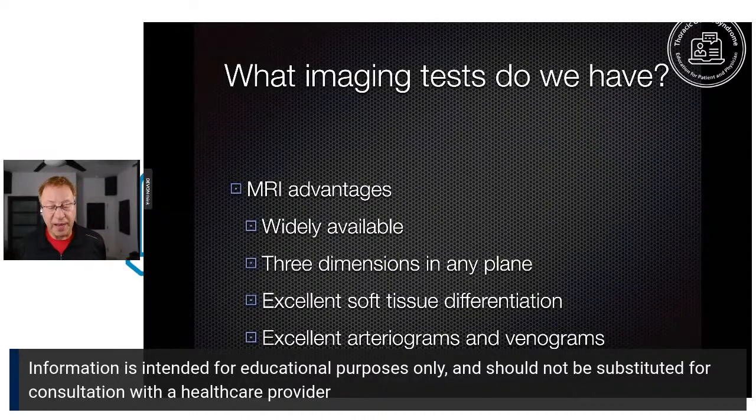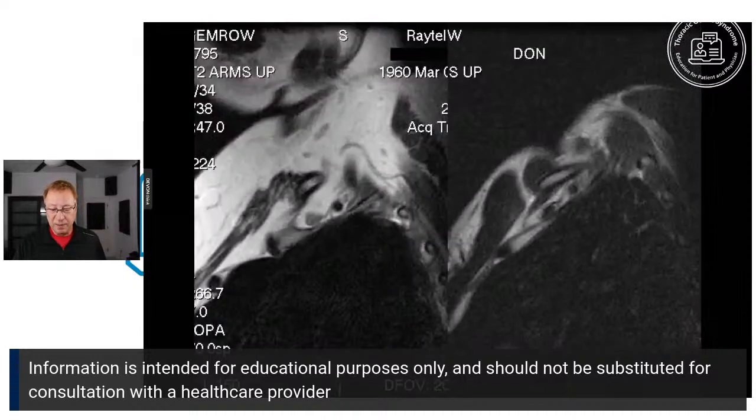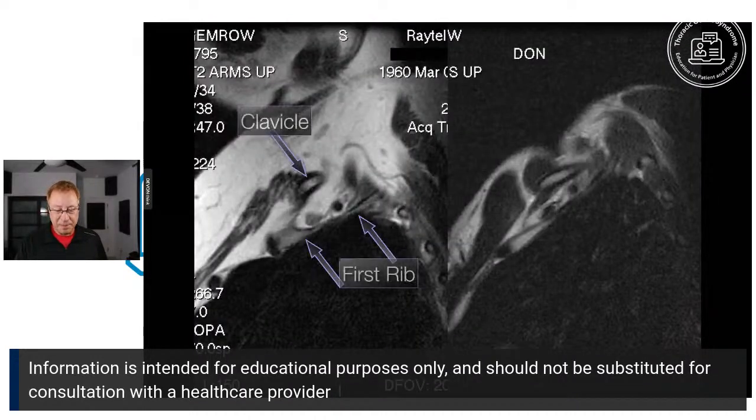So what are MRI advantages? Well, it's widely available. You can get 3 dimensions, again, in any plane. It has excellent soft tissue differentiation. When we want to see the brachial plexus and we want to see what's pressing on it or twisting it or stretching it, we want to see all those soft tissues, which are by far, in my experience and my practice, the most common cause of TOS. The other most common cause is going to be compression between the rib and the collarbone. That's what we looked at here. And this is the study to see it.